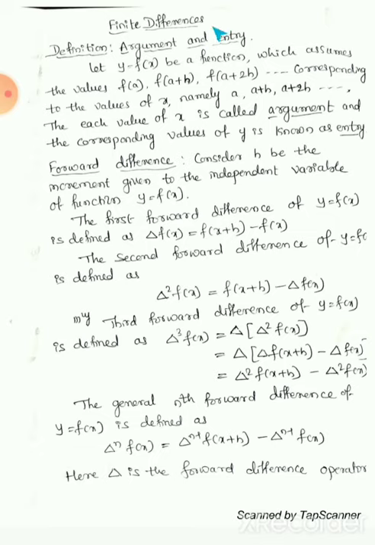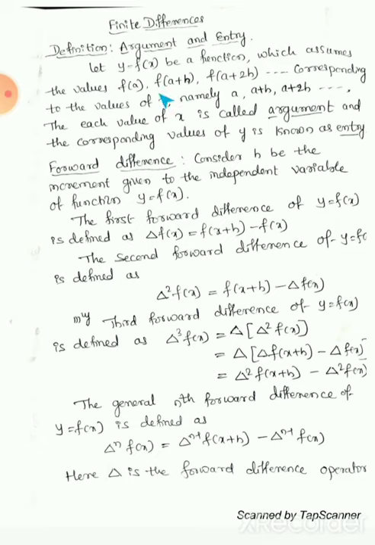To study the finite difference definition, we first need to know what an argument and an entry are. Then we will move to the difference. Here y is equal to f of x is a function, and y takes different values for different values of x. Here x is the independent variable and y is the dependent variable. Whenever you change the values of x, you will get different values of y.